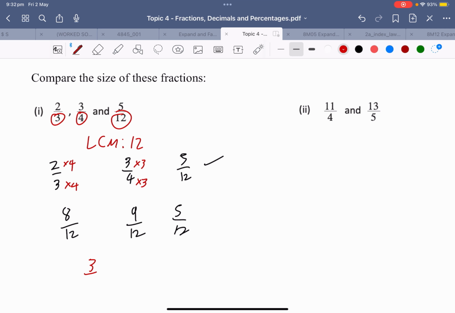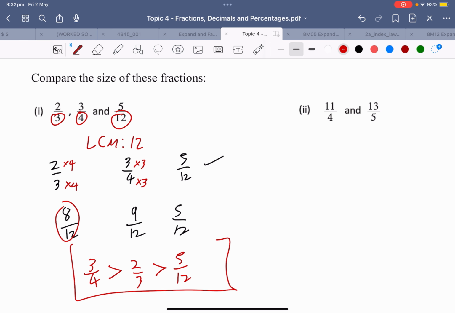I say 3/4 is greater than, what comes next? 2/3, because that's that one, which is greater than 5/12. If you don't write this, you're not answering the question. They said compare the size of these fractions, so answer it as such.